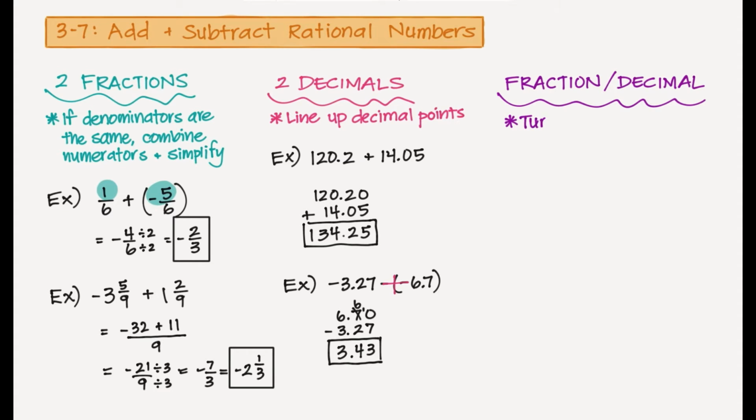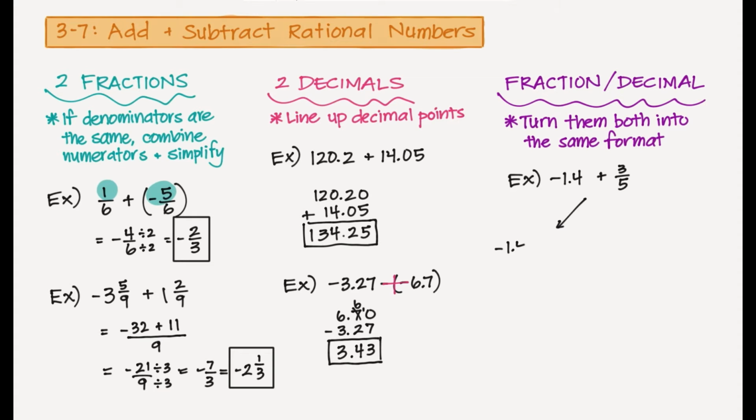All right, now what if you have a fraction and a decimal that you're asked to add or subtract? Well, you want to turn them both into the same format. So either turn them both into decimals or both into fractions, and then you can combine them. So we're going to do one example, and I'll show you both ways. Negative 1.4 plus the fraction 3/5. So why don't I turn them both into decimals?